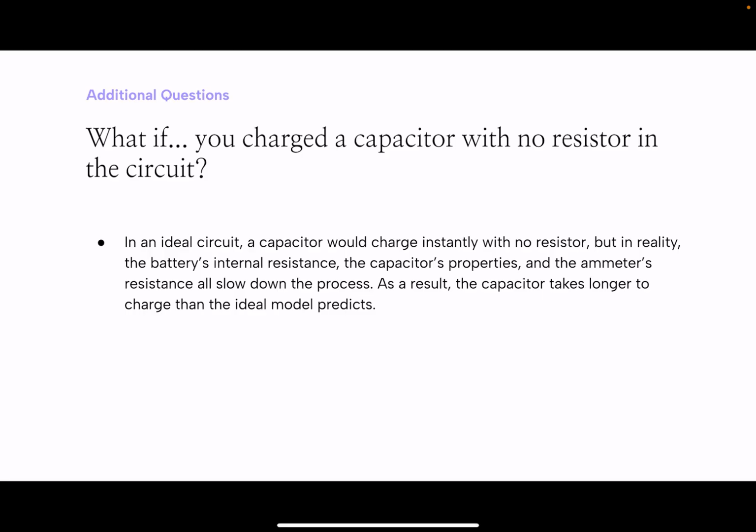So to answer the additional question of what if you charge the capacitor with no resistor in the circuit, as an ideal circuit, the capacitor would charge instantly with no resistor, but in reality, the battery has an internal resistance, the capacitor has properties, and the ammeter has a resistance that slow down that process. So as a result, the capacitor takes longer to charge than the ideal model predicts, and that's that.